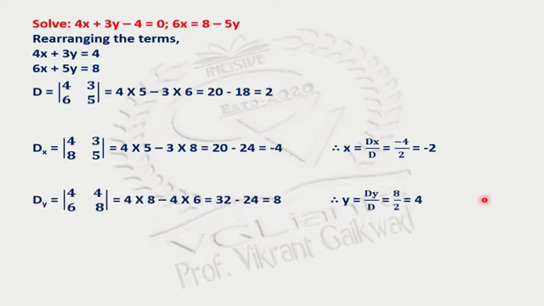You'll find determinant y. 4, 6, 4, 8. You'll multiply diagonally. 4 into 8 minus 4 into 6. That is 32 minus 24. That is equal to 8. You'll find the value of y. Y is Dy upon D. That is 8 upon 2. That is equal to 4.